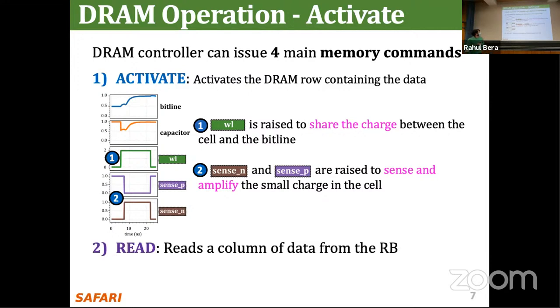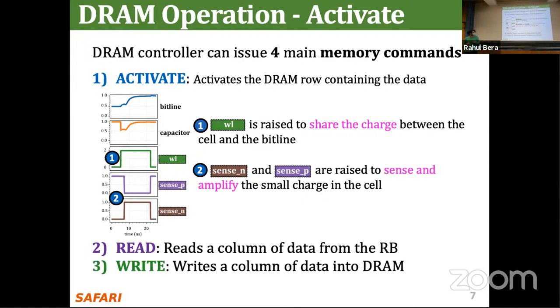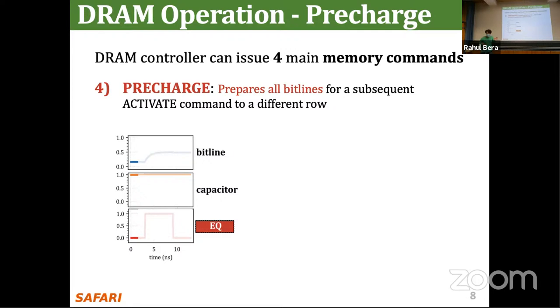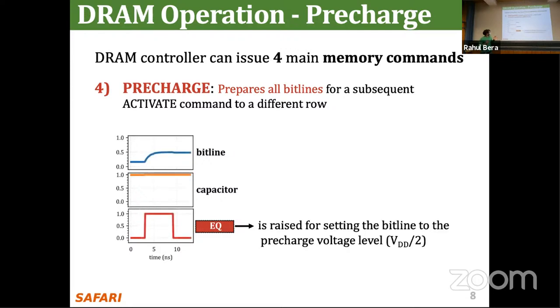Another command is the read command, which reads a column of data from the row buffer. Another command is the write command, which writes a column of data into DRAM. And then we have the precharge command, which prepares all bit lines for a subsequent activate command for a different row. The signal involved in the precharge command is the EQ signal, which when activated sets the bit line to half VDD, so it is ready for the next access.